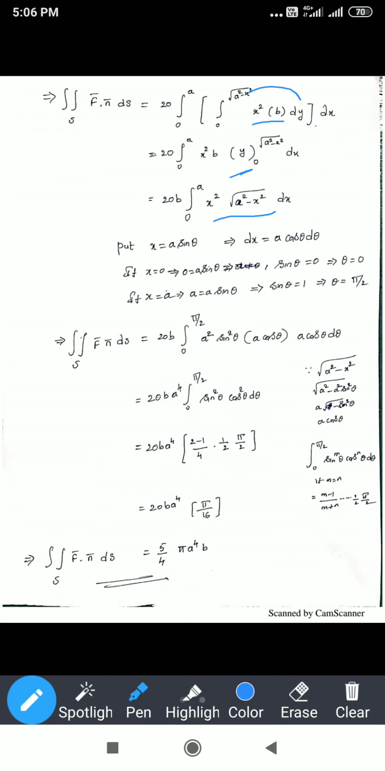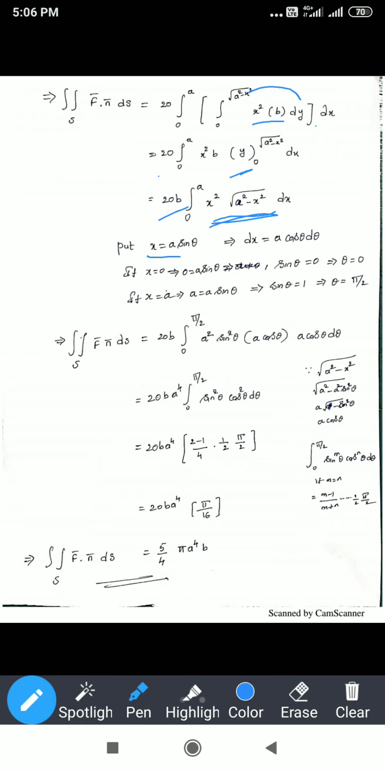So b is a constant, so keep it outside. Already you have 2 here, and 2 into b is a totally constant term. And this is the final term you got: x square into square root of a square minus x square, integral dx. This is difficult to integrate, so you have to convert this into polar coordinates.